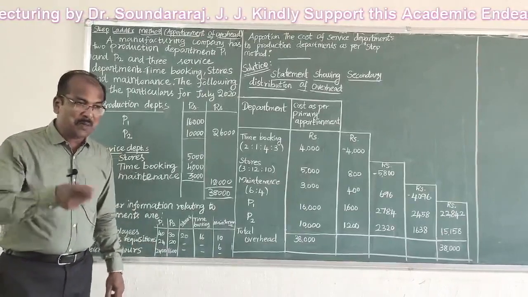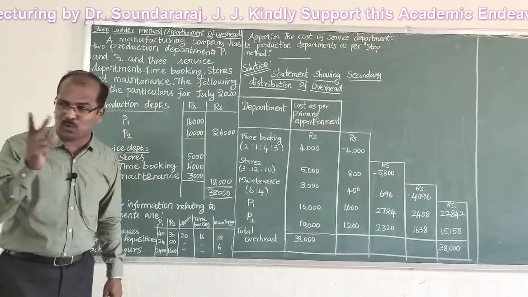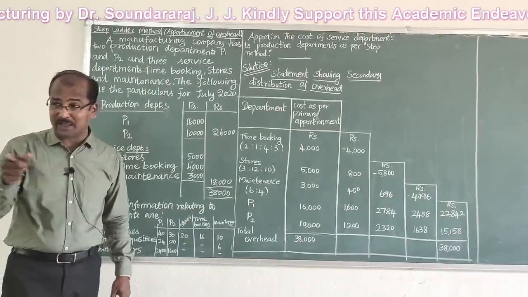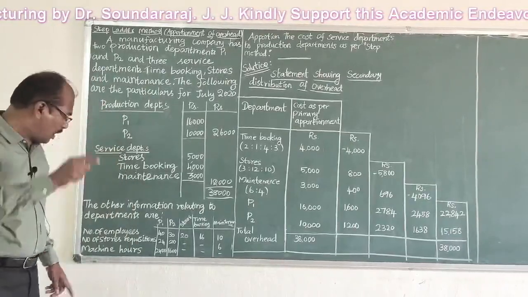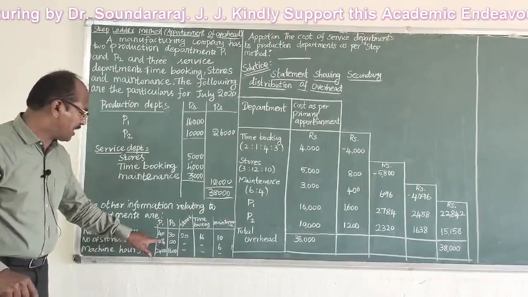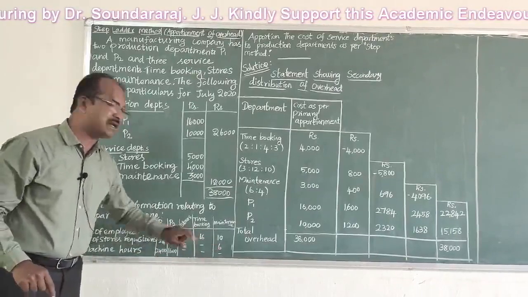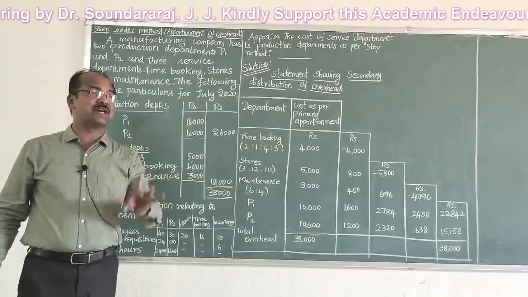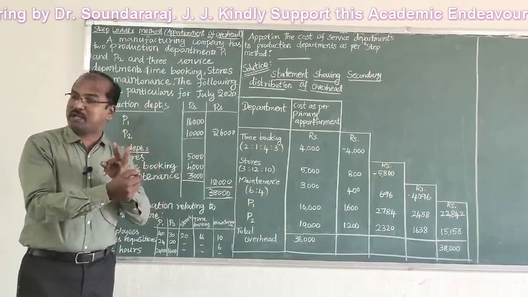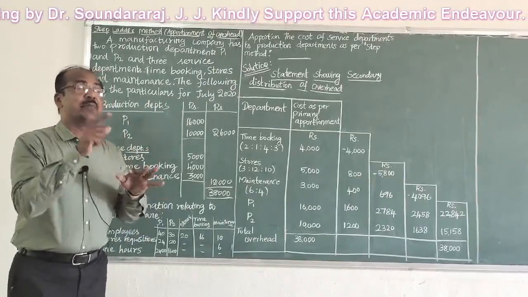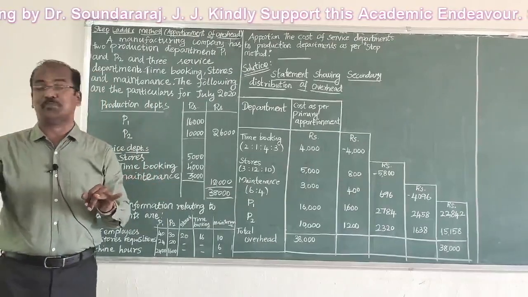So, maintenance department has served only 2 departments. They are P1 and P2 only. But what about the other one, stores department? Stores department, yes, you find the basis written here for P1, P2 and maintenance also. Therefore, stores department has served 3 departments. One is P1, the second one is P2 and the third one is maintenance. But maintenance has served only 2 departments.